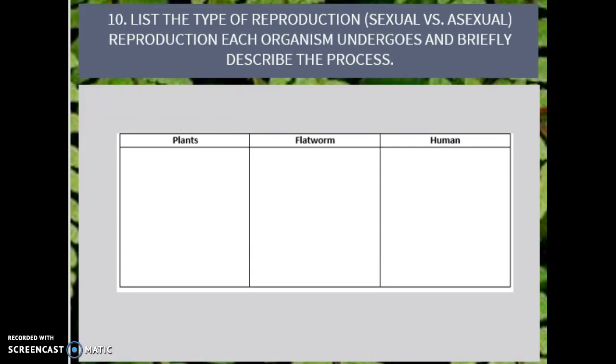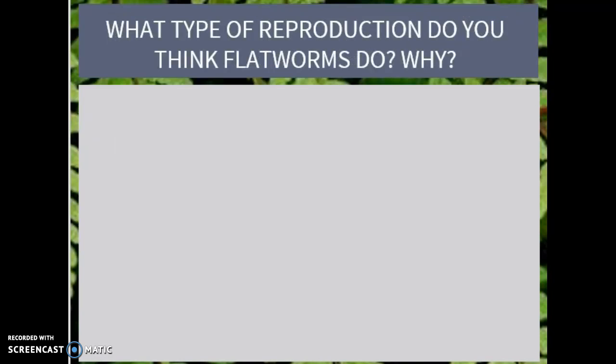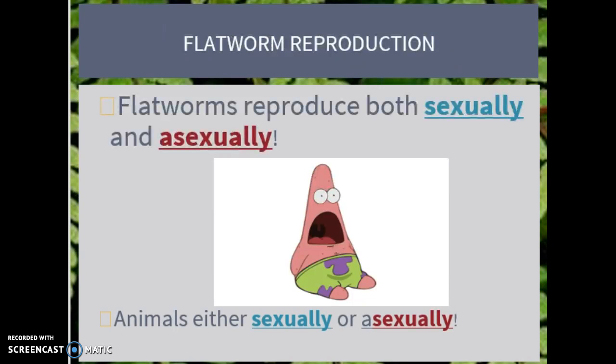We're going to look at study guide question 10. What type of reproduction do you think a flatworm would have and why? Don't forget the clues of the I can statements. So flatworms reproduce both sexually and asexually. And many of the animals can do either sexual or asexual reproduction.